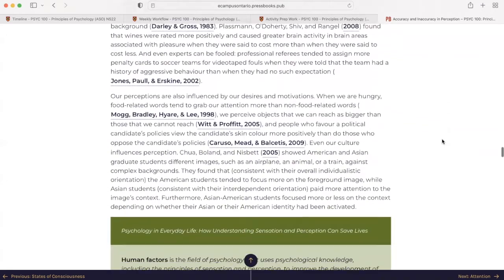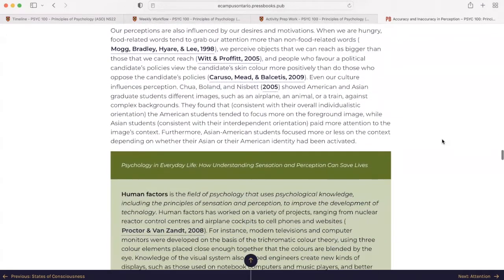Preconceived notions, right? Our perceptions are also influenced by our desires and motivations. When we are hungry, food-related words tend to grab our attention more than non-food-related words. We perceive objects that we can reach as bigger than those we cannot reach, and people who favor a political candidate's policies view the candidate's skin color more positively than do those who oppose the candidate's policies. Even our culture influences perception.